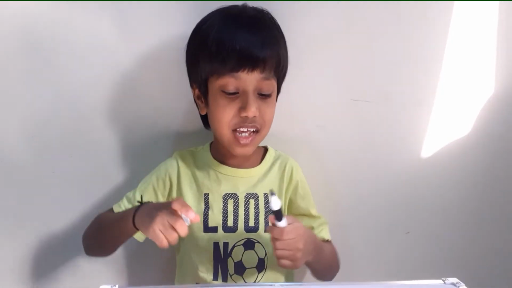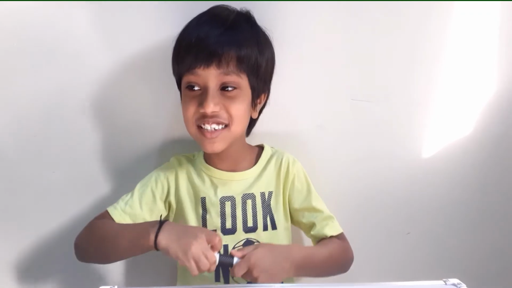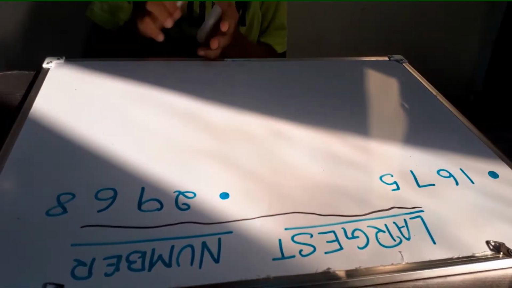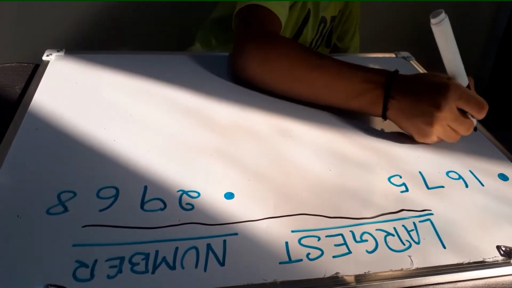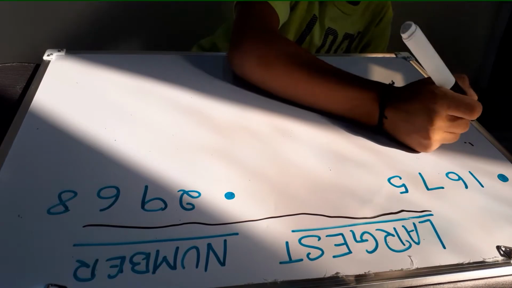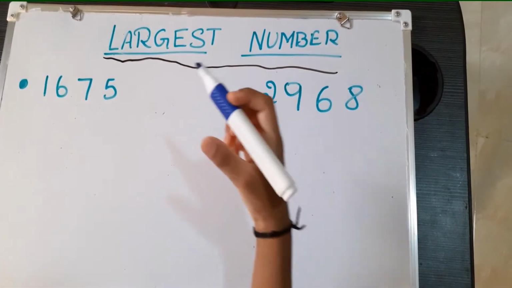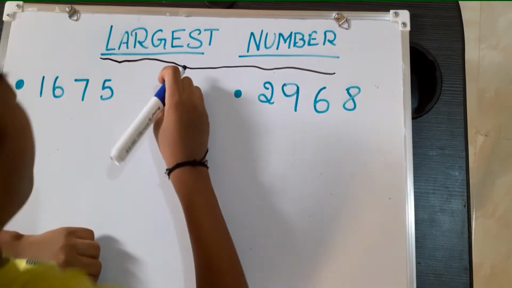So now let's come to our video. So what is the largest number here? Largest digit here? It is 6. But first we have to write 1 here. So 1,675 is the given number now.